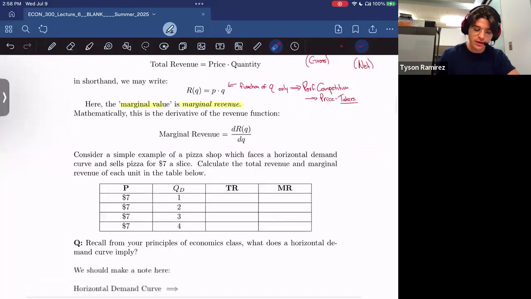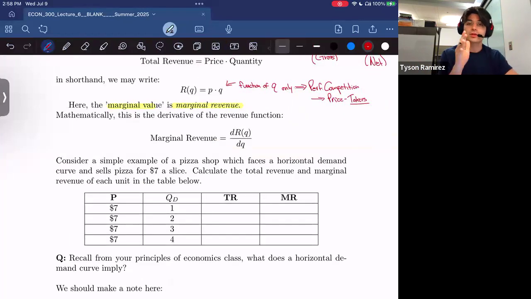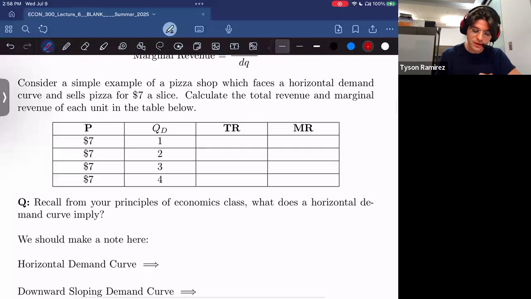And just to be concrete, this should be an example that is familiar from your principles of microeconomics class. Just to jog our memory, let's consider a super simple example. Suppose that we're looking at a pizza shop and they face a horizontal demand curve. They sell pizza for $7 a slice. You're being asked to calculate total revenue and marginal revenue produced. I want you to fill in this table. Take a few seconds, pause the video here, and you should be able to fill this in.